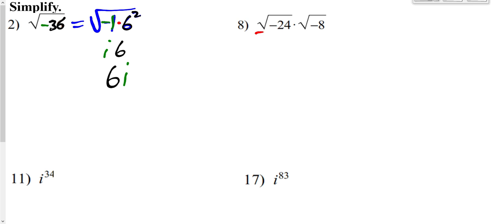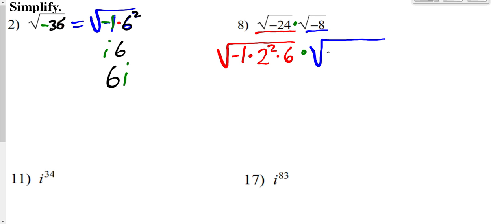Now, when we look over here, we have the square root of a negative, so that's a negative 1, times, if we do a factor tree on 24, that would be a 2 squared, and then another 6. We cannot multiply these together until we've dealt with our negatives in the roots. When we go ahead and take a look at this, that would be the square root of a negative 1, and then a 2 squared, and then another 2.